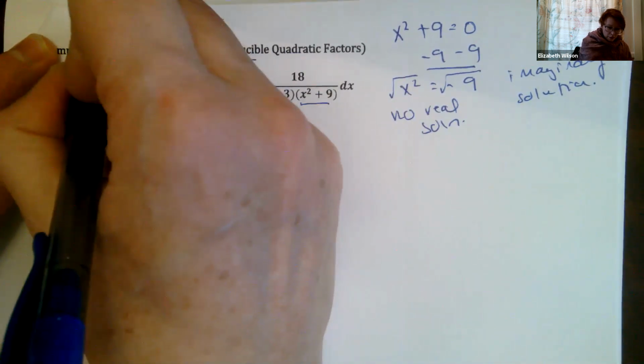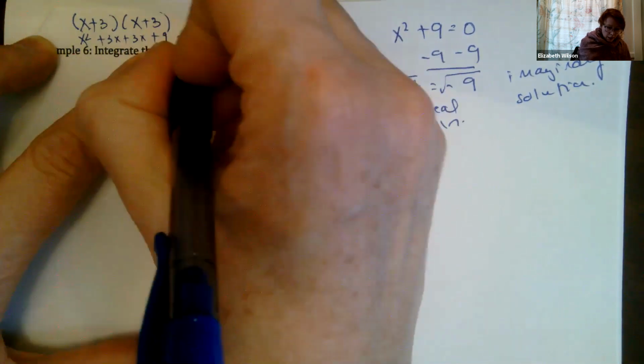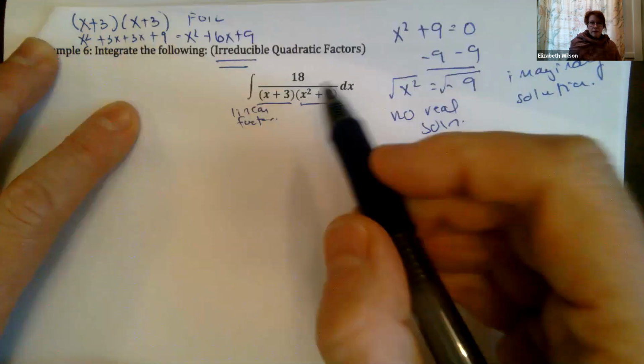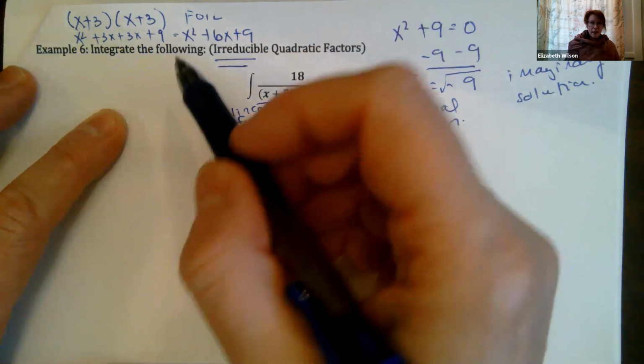This is plus 3x plus 9. So I'm dealing with x squared plus 6x plus 9, right? That's not the same thing here. Okay, I've got an x squared plus 9. I have a 6x term right there.